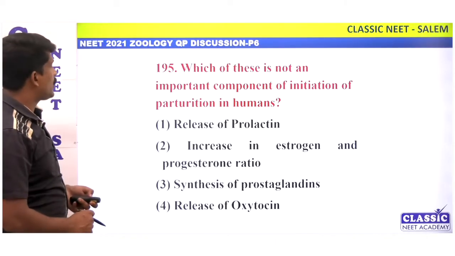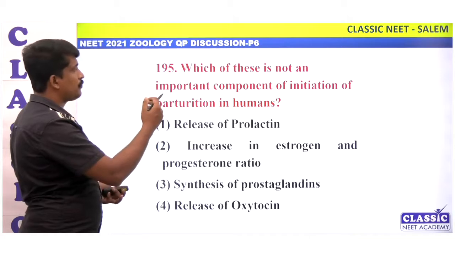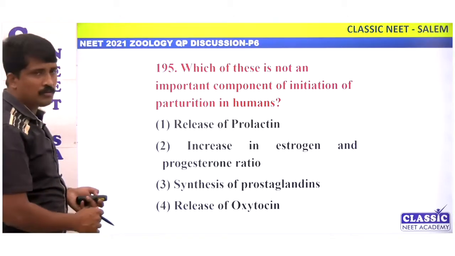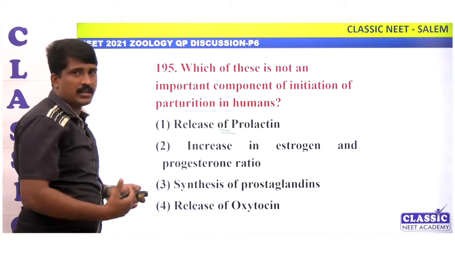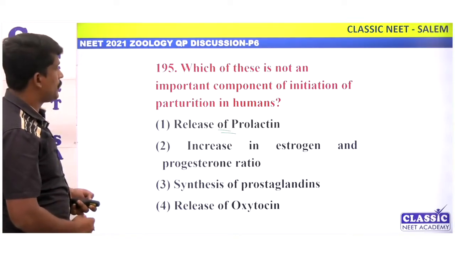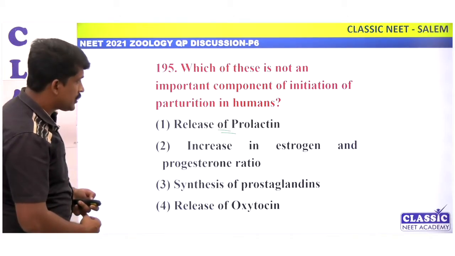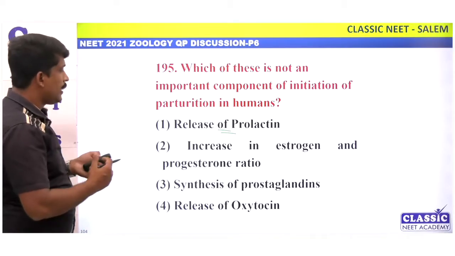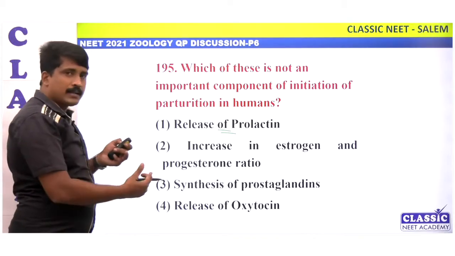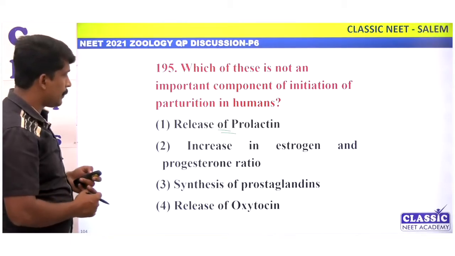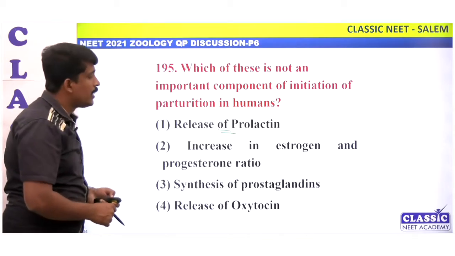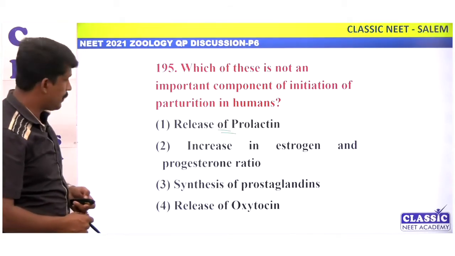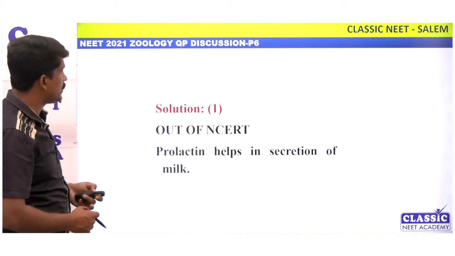Okay. Which of these is not an important component of initiation of parturition in humans? Now, release of prolactin. Do you think any role prolactin will perform? It is actually helping in the synthesis of the milk and all, not for the parturition. So we know that the lactation comes only after the parturition. Increase in estrogens and progesterone ratio. Actually, there is an increase in the estrogen and decrease in the progesterone actually. So in that case it is happening. Synthesis of prostaglandins is a substance which helps in the contraction activities and all. Release of oxytocin, definitely it is required for the parturition. So we go with the first option only, that is the more accurate.